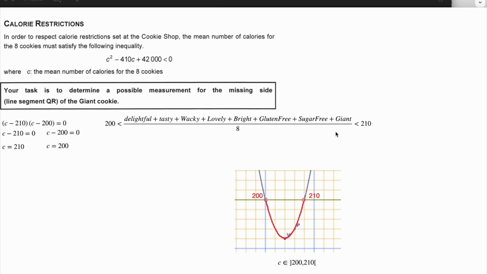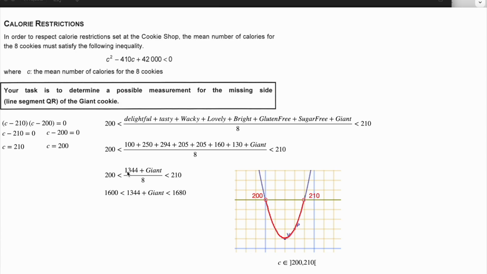If I set up this inequality, I'm going to add together: there's 100 calories in a delightful, 250 in a tasty, 294 in a wacky, 205 in a lovely, 205 in a bright, 160 in a gluten-free, and 130 in a sugar-free. The only thing we don't know is the giant. I'm going to add all these together. That gives me 1,344 plus the giant, divided by 8, is greater than 200 and less than 210.